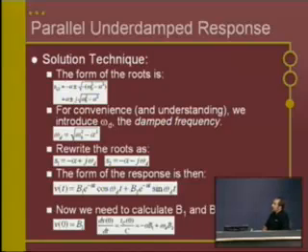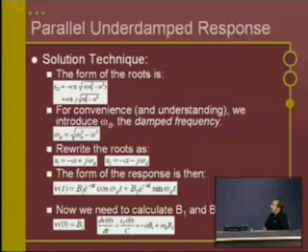For convenience and for understanding, we're going to introduce a new frequency, which is the damped frequency. We're going to call it omega sub d, or just omega d, and that's given as the coefficient on the imaginary term in your root. So then the roots would be rewritten as S1 equals negative alpha plus j times omega d, and S2 equals negative alpha minus j times omega d.